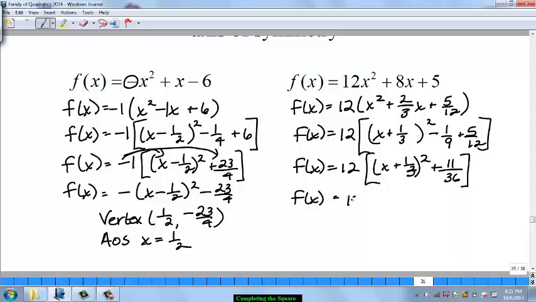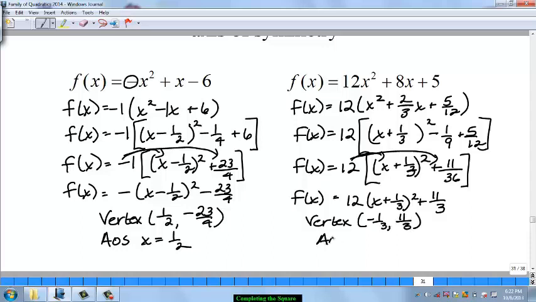So now I have 12, and I can distribute through now. X plus 1/3 squared plus, now 12 times 11 over 36 comes out to be 11/3. Now there's my vertex formula. So my vertex, now it's in that method, is going to be negative 1/3, 11/3, and my axis of symmetry is x equals negative 1/3.